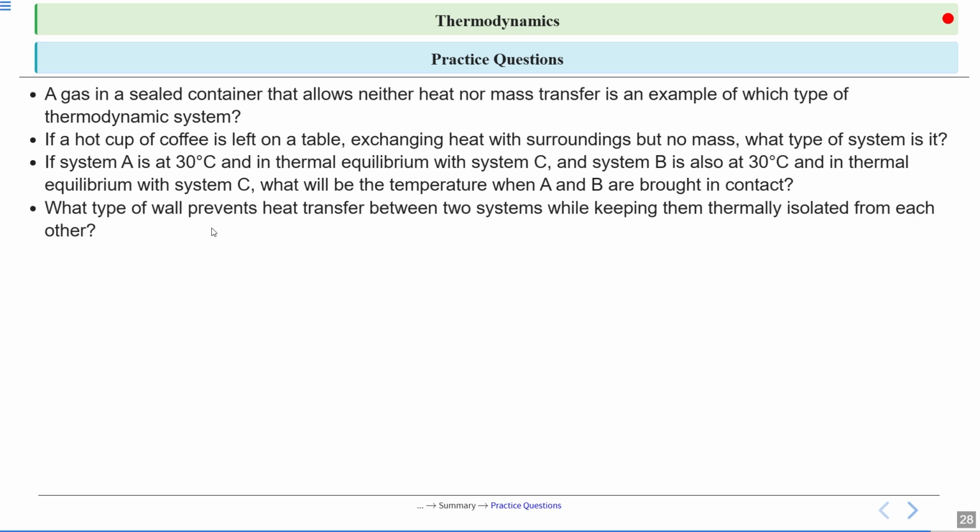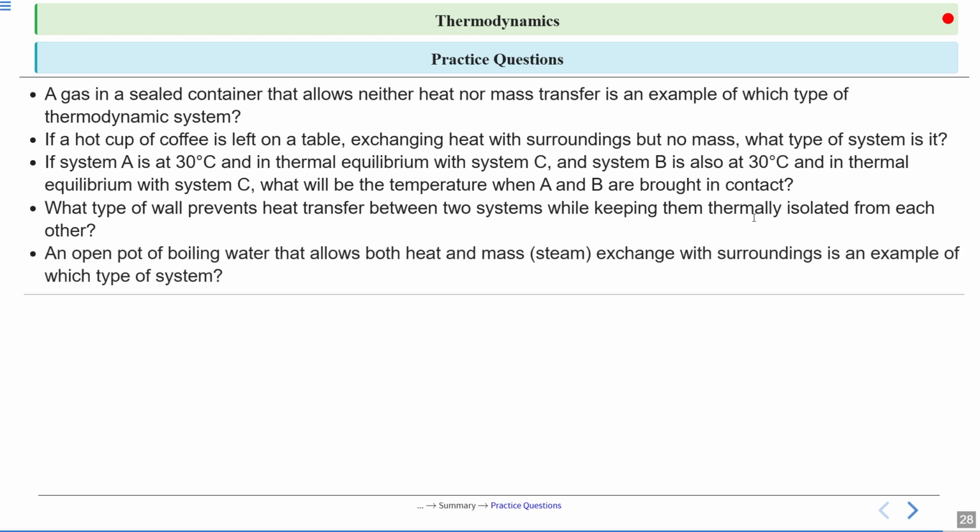Fourth, what type of wall prevents heat transfer between two systems while keeping them thermally isolated from each other? So we know two types of wall: diathermic or adiabatic. An adiabatic wall is an insulated wall, whereas a diathermic wall is not insulated. In adiabatic there is no exchange of energy, but in diathermic there is an exchange of energy.